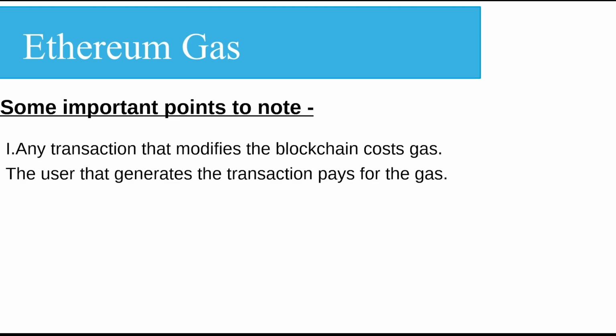Now the second point is that the user that generates the transaction pays for the gas. Yes, the user that is actually generating the transaction, like if you are paying your friend, or sending ether to your friend, or deploying a smart contract on the Ethereum blockchain. If you are performing any type of transaction, you have to pay for that gas. So you are the one who is going to pay for the gas. The user that generates the transaction pays for the gas. So I hope you have understood what Ethereum gas is.